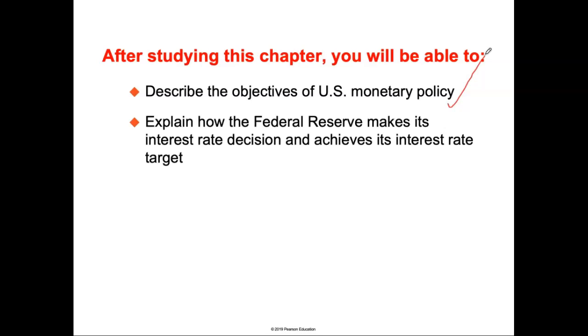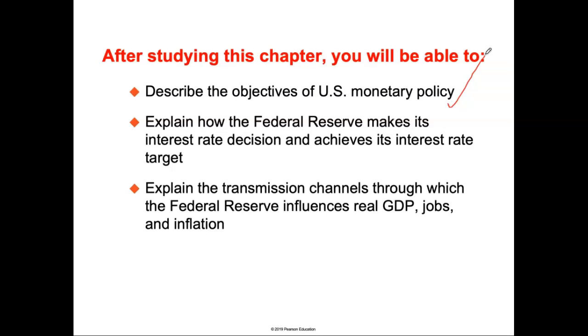Explain how the Federal Reserve makes its interest rate decision and achieves its interest rate target. Again, the Federal Reserve decides to keep interest rates at 0.25%. Why not 0.3%? Why not 0.4%? Why that particular figure? Also, we'll look at the transmission mechanism for monetary policy. How does monetary policy, through certain variables, affect the economy? How does it actually influence real GDP, jobs, and inflation?